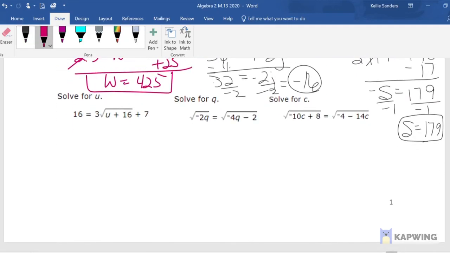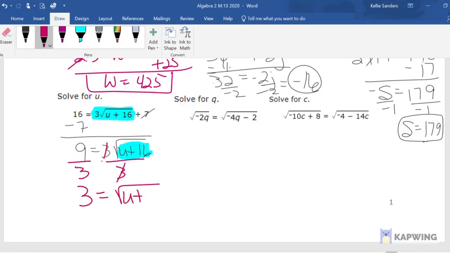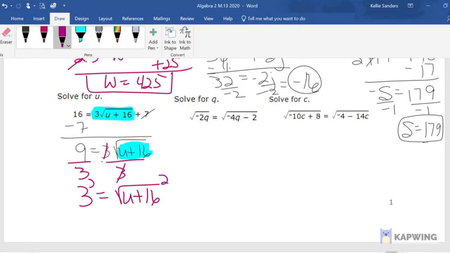Okay. There's a lot of stuff going on in this one. This is the term right here with U in it. So the first thing we're going to do is get rid of the 7, 9, which is a whole lot better than 23 whenever I divide by 3. Square, square, and back at 9 again.